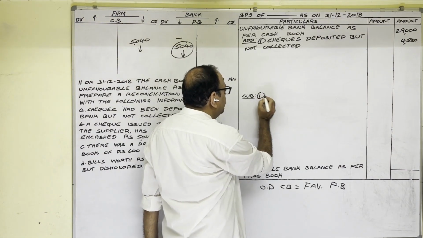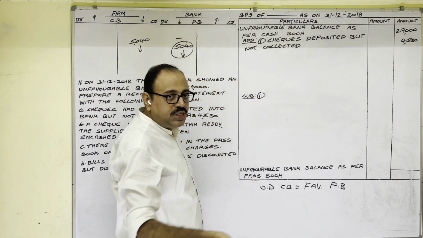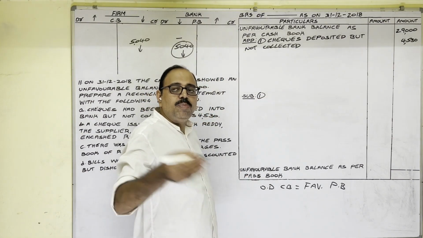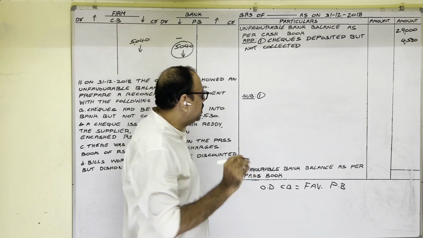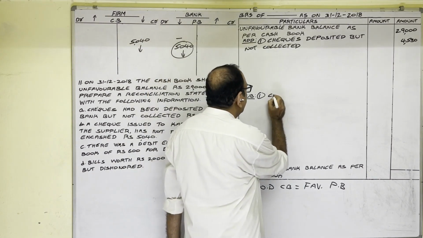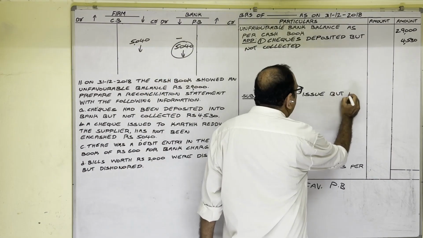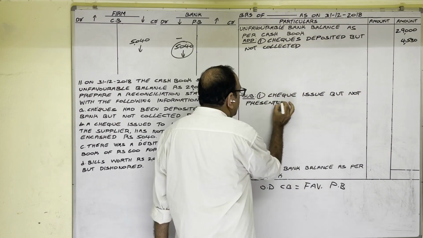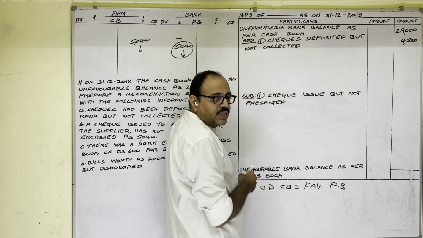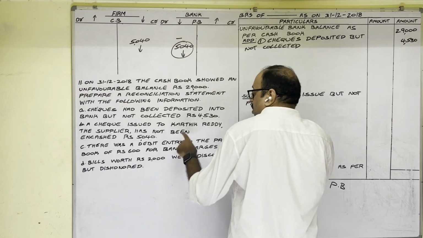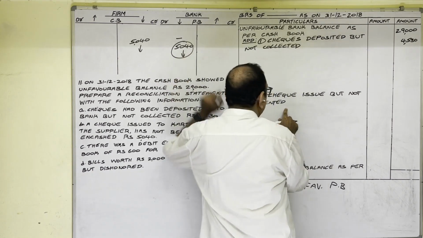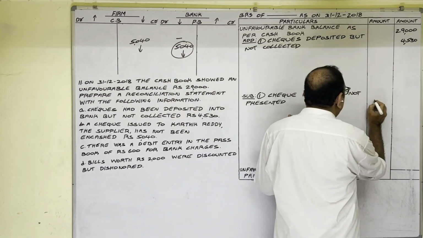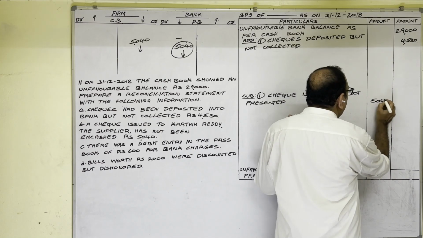First point. Write the sentence: we issued a check, but the check is not presented for payment. Mention that: check issued but not presented. You can also write "but not encashed." Okay. Amount 5,040 rupees. Subtract. So write the amount in the inner column.